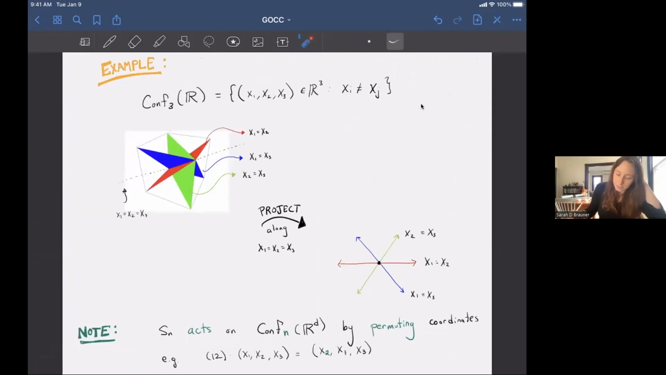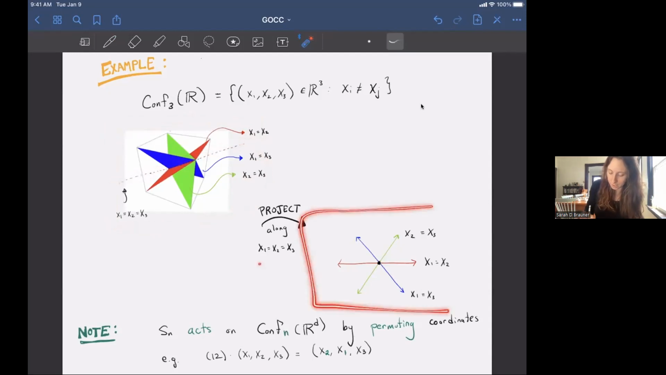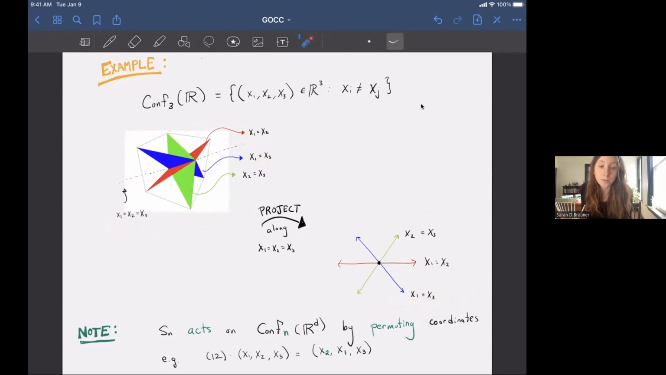Okay, maybe an easier example is if I just look at the configuration space of R, let's say N is 3 again. So now I'm just thinking of points x1, x2, x3 in R3 that are distinct. If I drew this as a picture, I don't even need a movie anymore. It's just going to be the complement of these 3 planes. Each of these planes is where 2 of my coordinates are the same. And if this picture isn't familiar, if I project along this line where they all intersect, I get a picture that looks like that, which probably is familiar because this is the rank 2 braid arrangement.